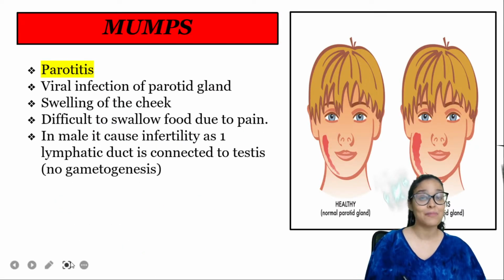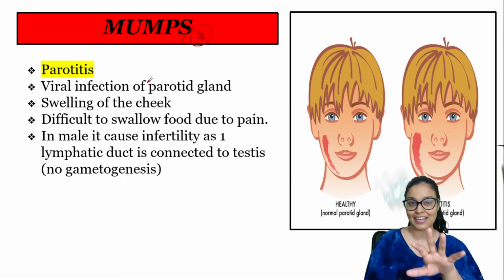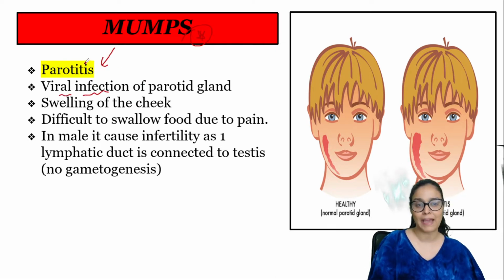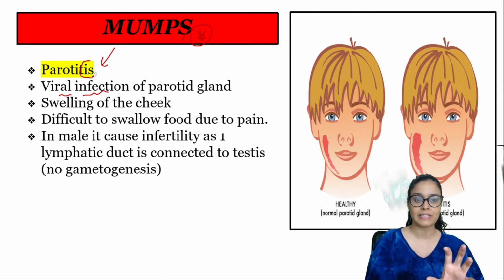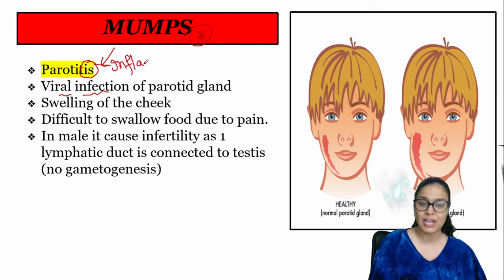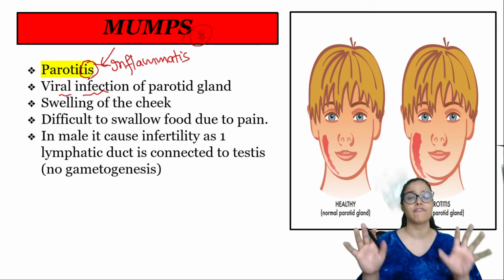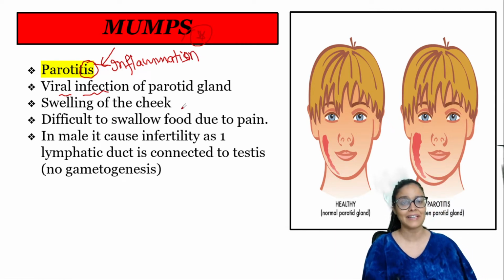Now if we talk about mumps, it is a disease of parotid inflammation. Parotid gland, you know, the parotid salivary gland. So it is a viral infection of the parotid salivary gland, also known as parotitis. So parotid for paroti, and the itis term is for inflammation. So wherever the itis term is written in the suffix, understand that it is related to inflammation. So it is the inflammation of the parotid salivary gland, right?